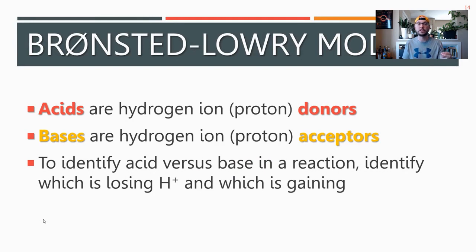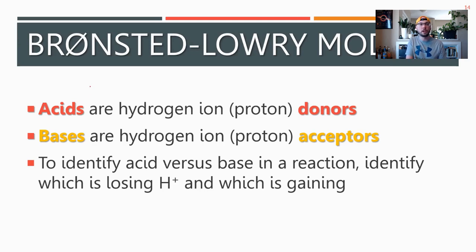So to identify which is an acid and which is a base, we have to identify which one is losing H plus and which one is gaining it. Now, I do want to pause here real quick and say that both of these theories will work. Depending on the substance that we're talking about, we may choose the Arrhenius or the Bronsted-Lowry to explain its nature. There are some faults. They both fail to explain a certain type of compound, and we'll see this later on.